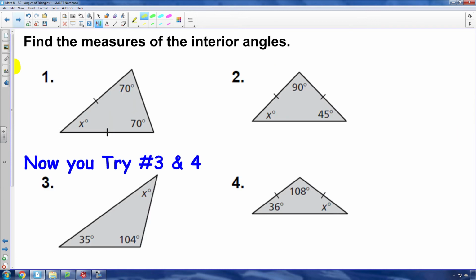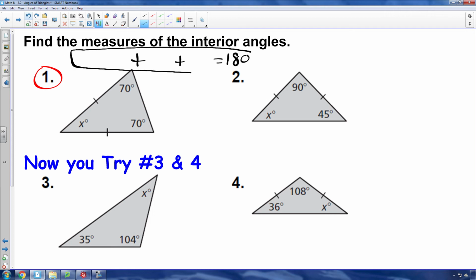So a couple more that I'll try to do for you. They're pretty straightforward. Find the measures of the interior angle. So here's one, okay? Let's look at these three things. We want to add up the three angles to 180. So let me just write a skeleton of the problem. Another way of thinking of this. Okay? So all of that is the skeleton of the problem.